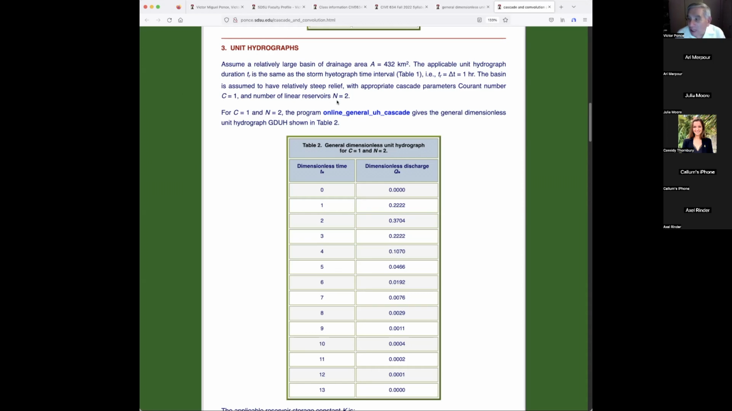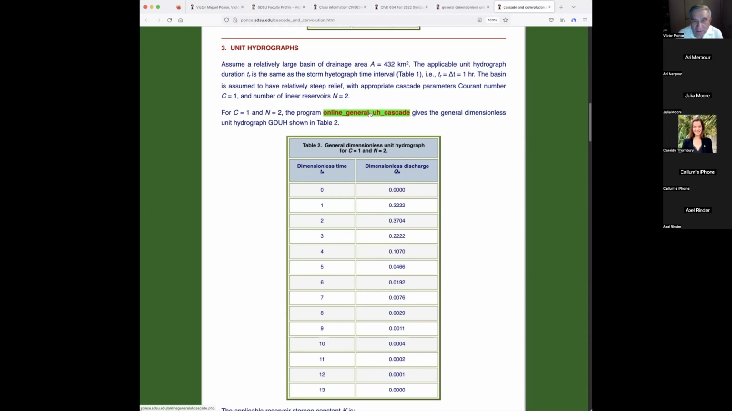So 1 does not give you any diffusion theoretically. Well, it does actually, because the diffusion also depends on the C. But 1 is very low diffusion. And in here we're going to look at a good number, so n equal 2. So when we have C equal 1 and n equal 2, we have a program which is called Online General UH Cascade, which gives the general dimensionless unit hydrograph shown in table 2. This is the general dimensionless unit hydrograph. That is our hydrograph. That's the one that we derived in our previous paper.